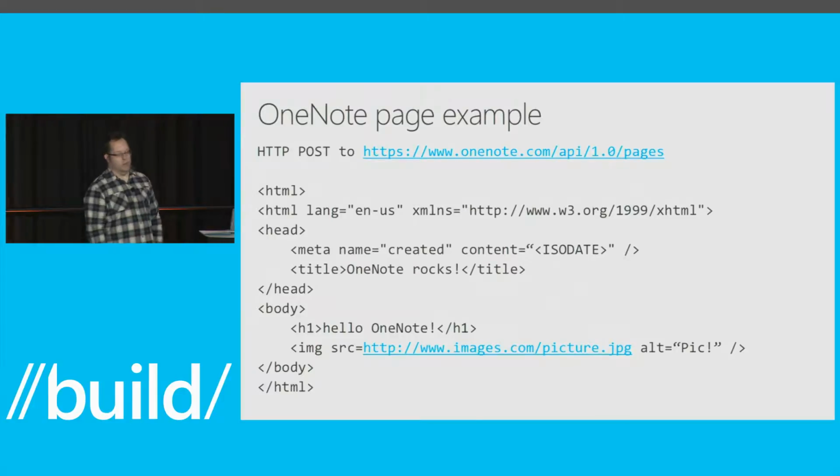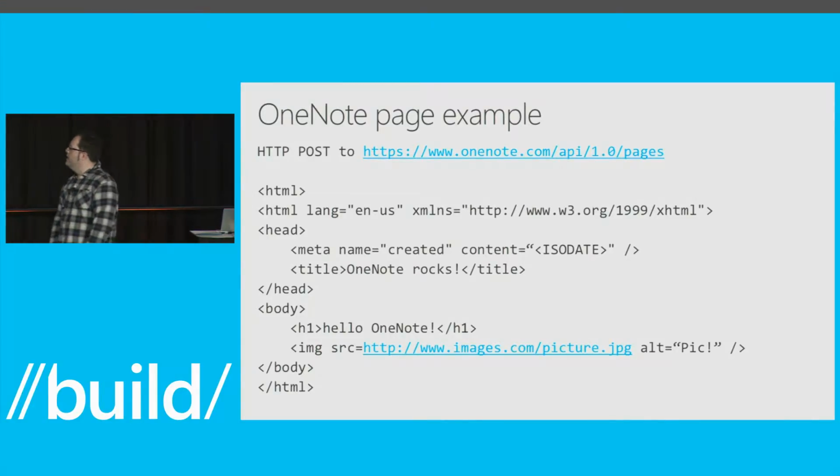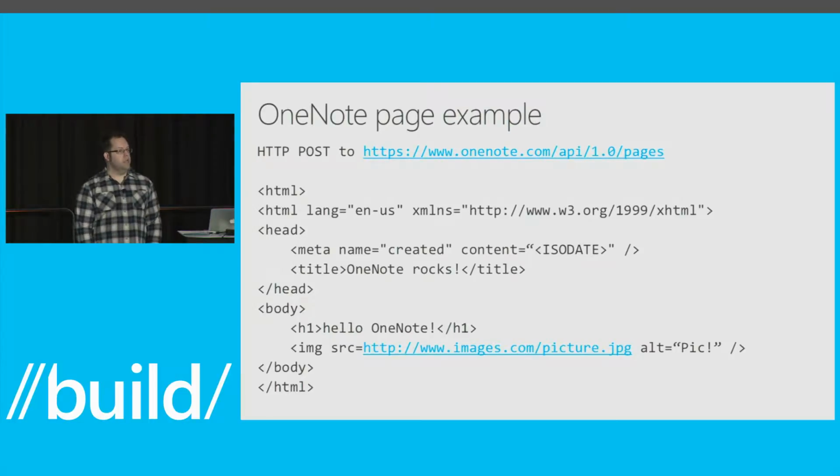So what does that actually look like in practice? So our post endpoint is there. Hopefully you can see the cyan. API 1.0 pages. And you just go and post to that. And you post standard HTML. You'll see here I've got a couple of extra tags in here. I'm specifying a meta tag with the created date for the page. I'm setting the title for the page, which is going to go through to the OneNote title. And then I've just got some standard HTML content here just to fit on the slide.